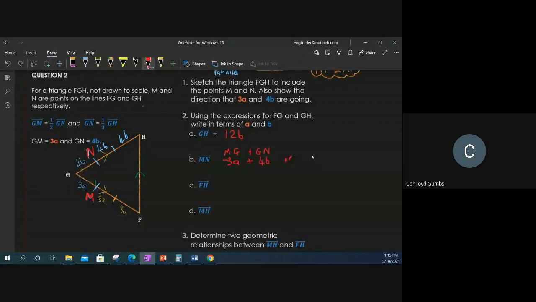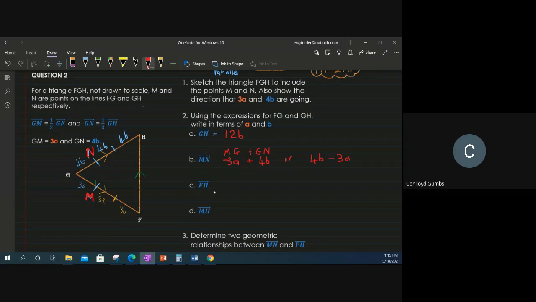I could have it like this as well too. 4b minus 3a. So that's the two ways to write it. You can have it either as minus 3a plus 4b or 4b minus 3a.